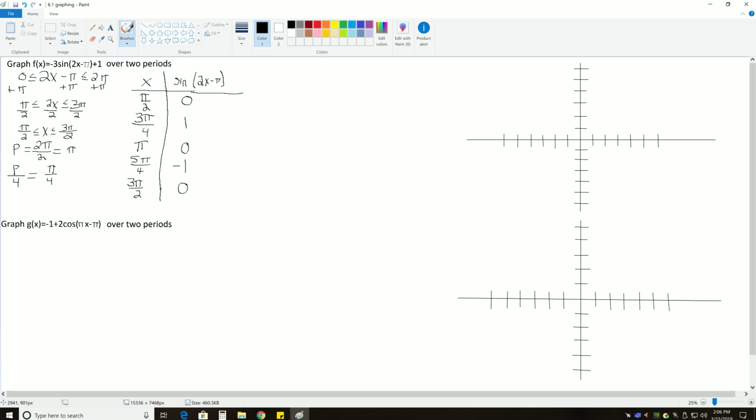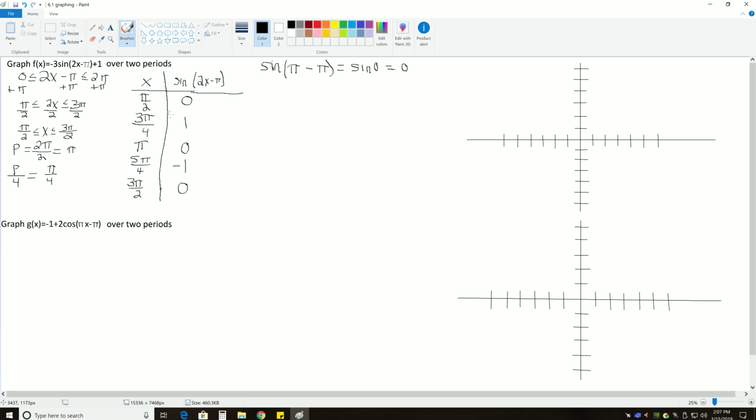And we could do a quick check. If we plugged in pi over 2 for x here, we would end up getting sine of 2 times pi over 2, which is just pi, minus this pi. And pi minus pi simplifies down to 0. So sine of 0 is 0, which confirms what we have here. Instead of going through this process 5 times, we can always just memorize these values. Okay, so that's going to give us one period of our graph.